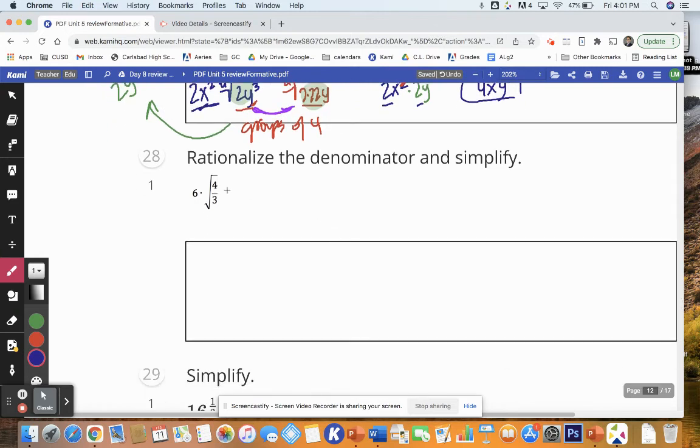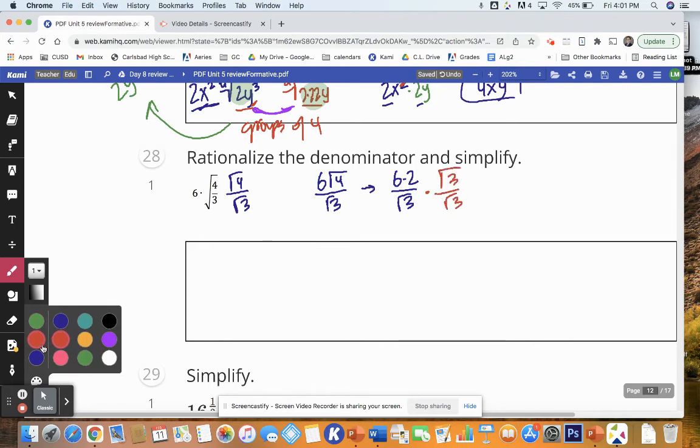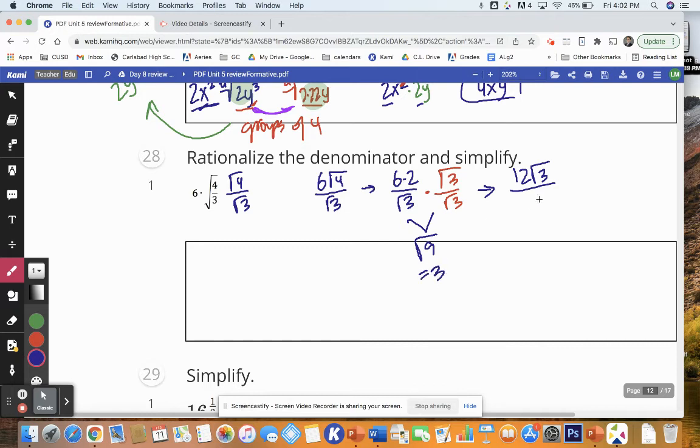All right, 28. It's easiest if you, first of all, split apart this square root of 4 and the square root of 3. So this is really 6 times the square root of 4 over the square root of 3. Now the square root of 4 we can simplify as just 2, and the square root of 3 on the bottom we need to now rationalize. I'm going to multiply by the square root of 3 over the square root of 3. On top I just have 12 times the square root of 3, and on the bottom we would get the square root of 9, which is just 3. All right, last thing, 3 goes into 12 4 times, so my answer is just 4 times the square root of 3.